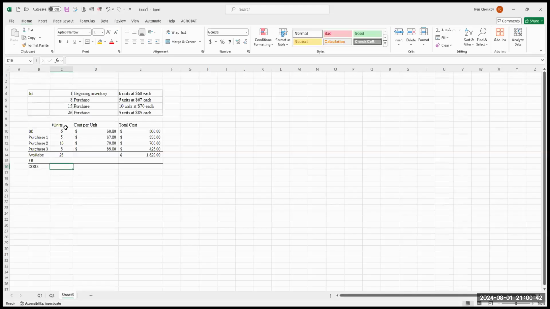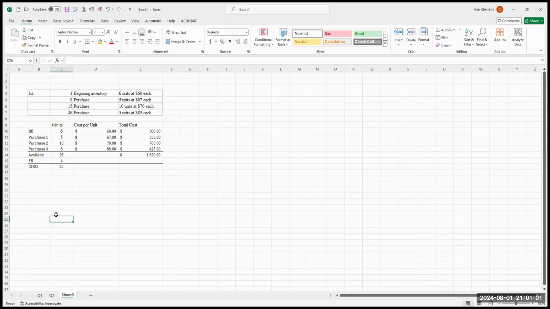Sorry, not this one, wrong sharing. Our ending inventory as a number of units is 4 units. Now we know how many units we sold. That will be available minus the ending balance as a number of units. So we sold 22 units.